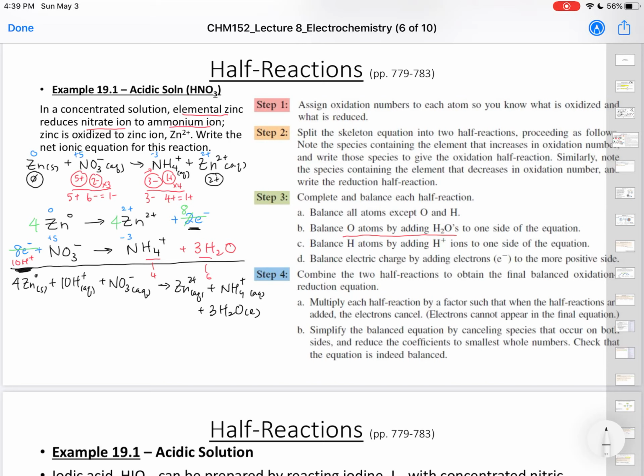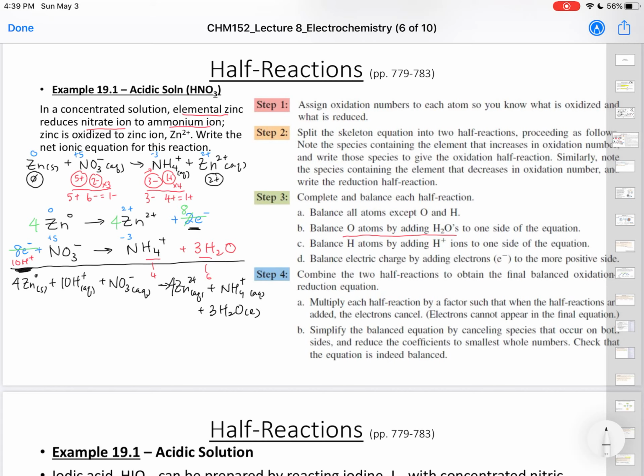Okay, and if you want to check really quick, because we are balancing, you've got 4 zincs, 4 zincs. Oops, I don't have 4 zincs. There we do. 4 zincs and 4 zincs. You've got 10 hydrogens and 10 hydrogens. You've got 1 nitrogen, 1 nitrogen, and you've got 3 oxygens and 3 oxygens, so it is balanced.